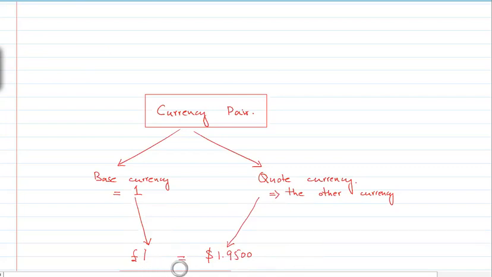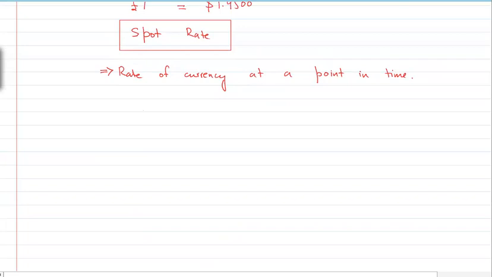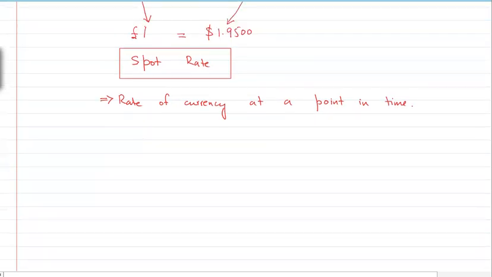So if I'm saying £1 is equal to $1.9500, it means that the base currency is pound and the quote currency is dollar. Why is this the base currency? Because it's 1, right? Spot rate. Spot rate is simply the currency rate at a point in time. So for example, the above would normally be written like this.